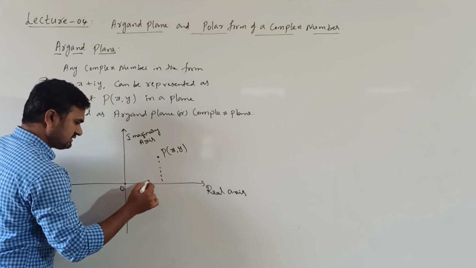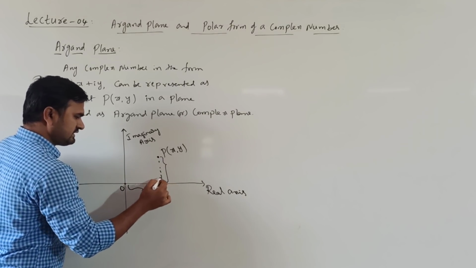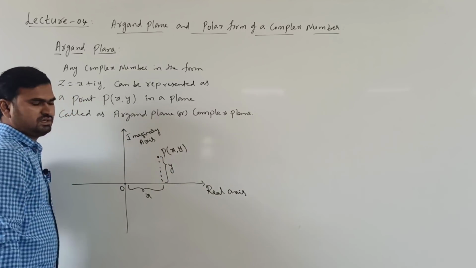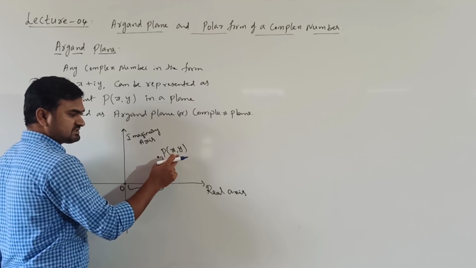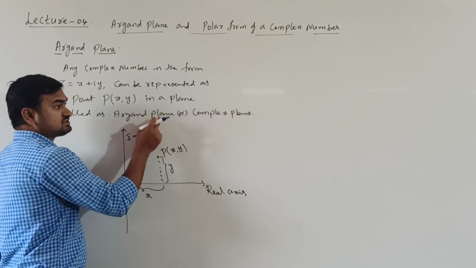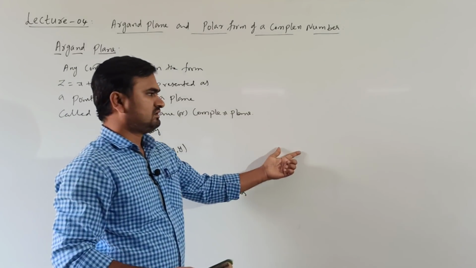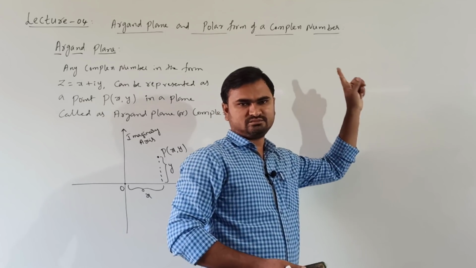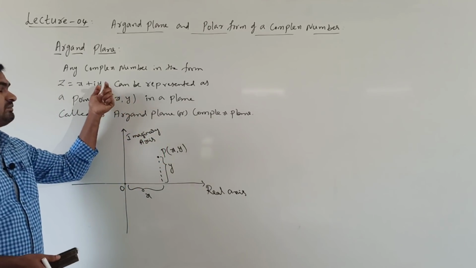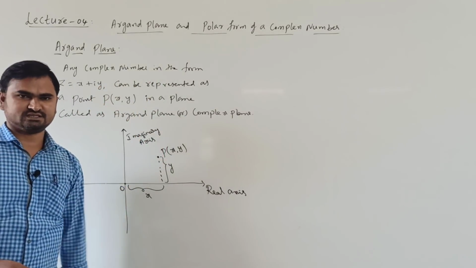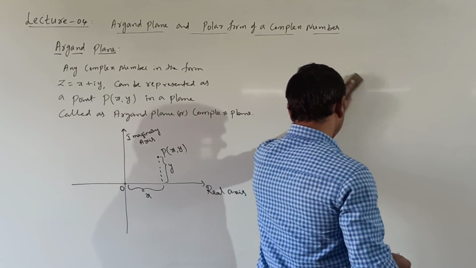So we move a distance of x along the real axis, and a distance of y along the imaginary axis. Then we reach the point P (x, y). So what does this correspond to? This point corresponds to a complex number here. Understand? In the xy plane the point corresponds to the ordered pair, whereas in the complex plane this point corresponds to a complex number in the form of x plus iy.